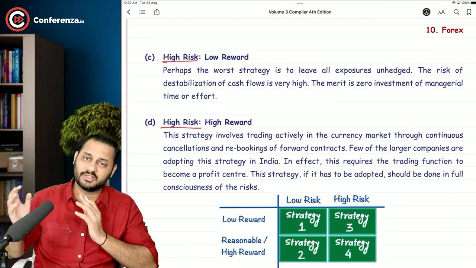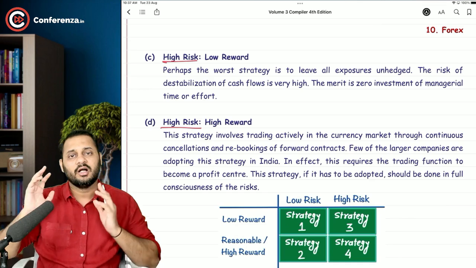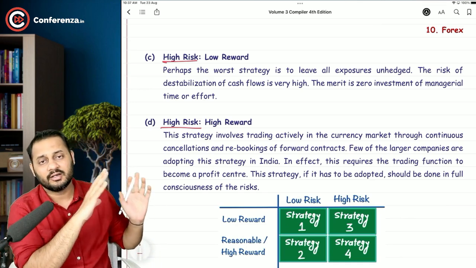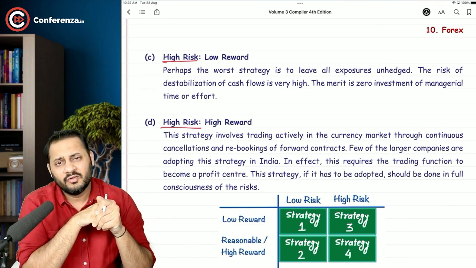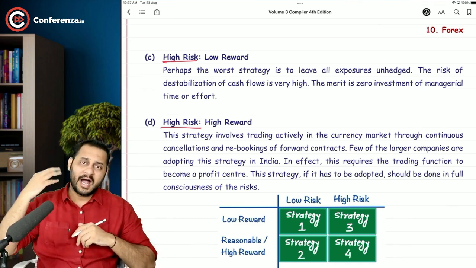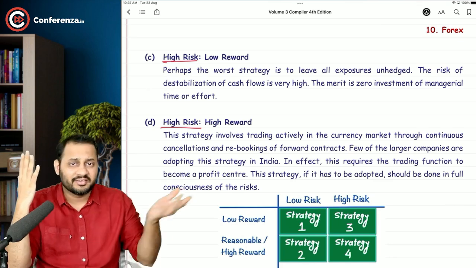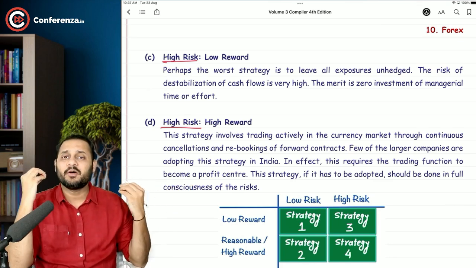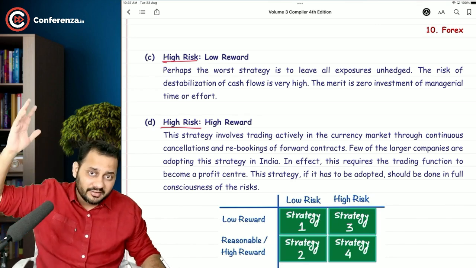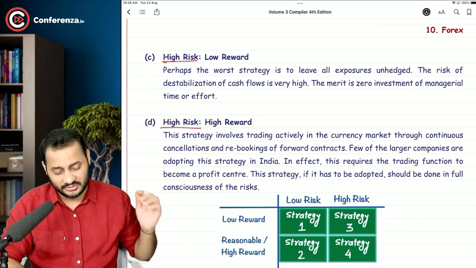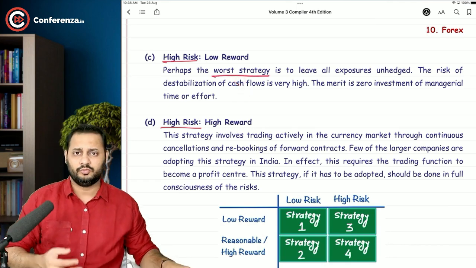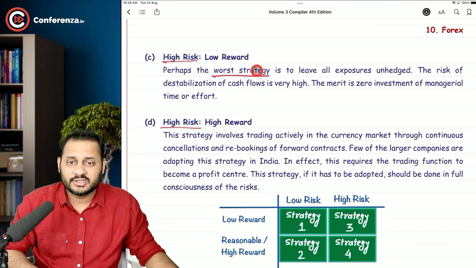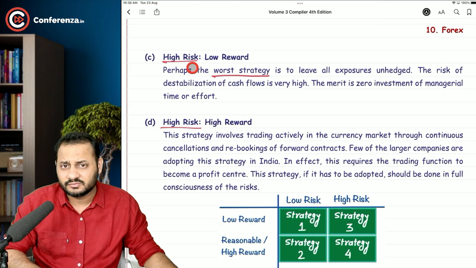The first two strategies were of low risk, and the other two are of high risk. Now the third thing is high risk, low reward. When do you think you will take high risk and still be rewarded with nothing? In which type of situation are you going to take the high risk and still receive nothing? Just have a look. Perhaps this is going to be the worst strategy. Why? Obviously, if we are not supposed to receive any kind of reward, why are we taking risk?